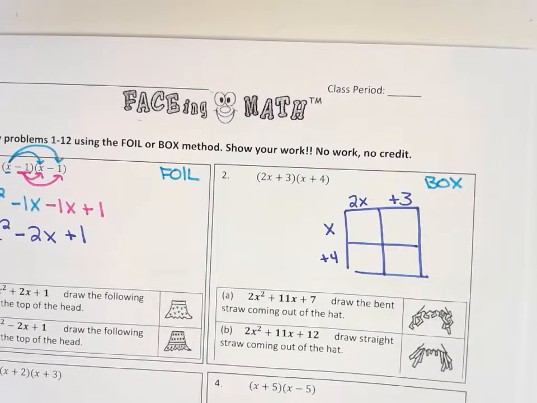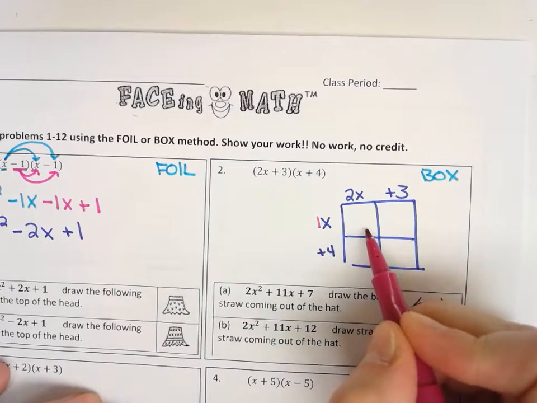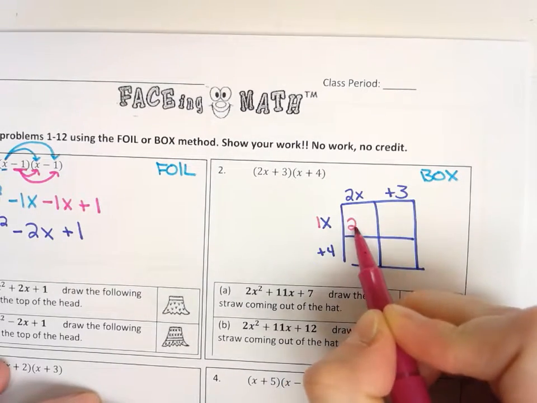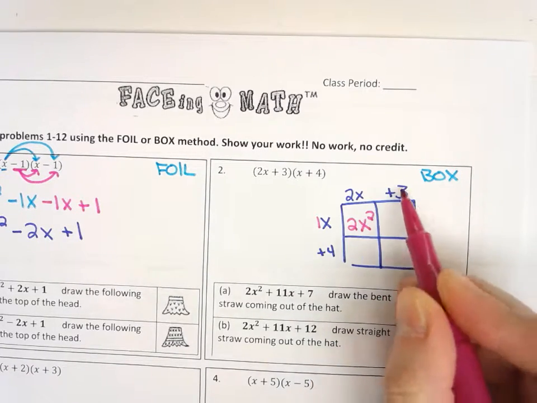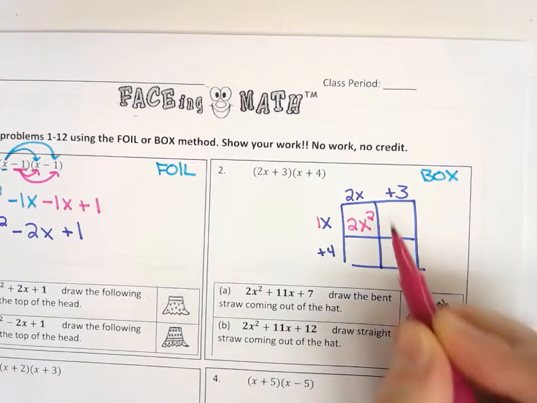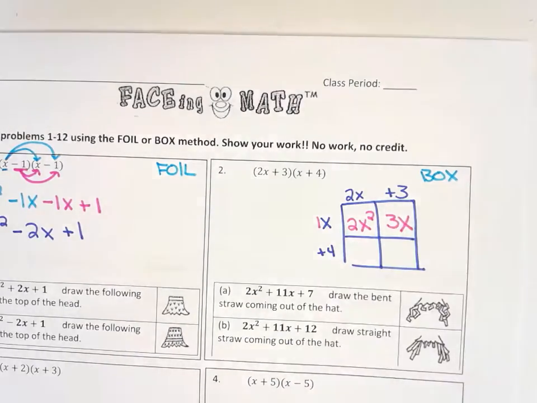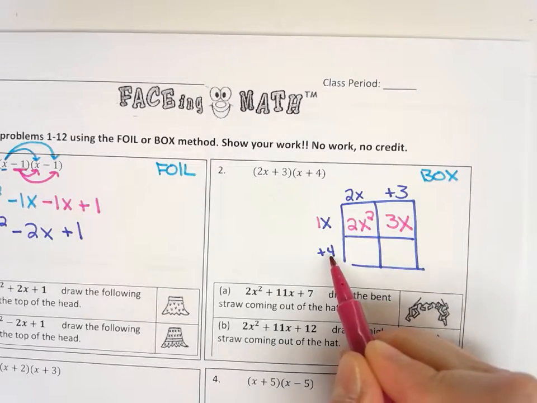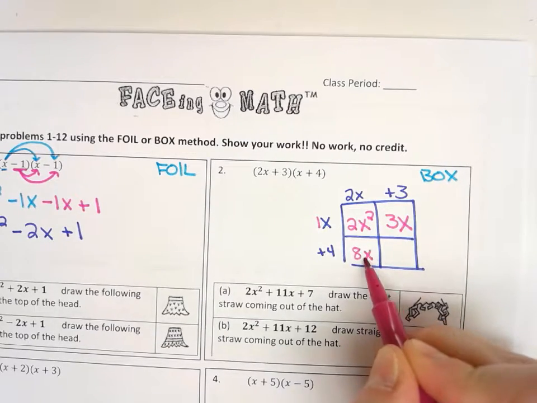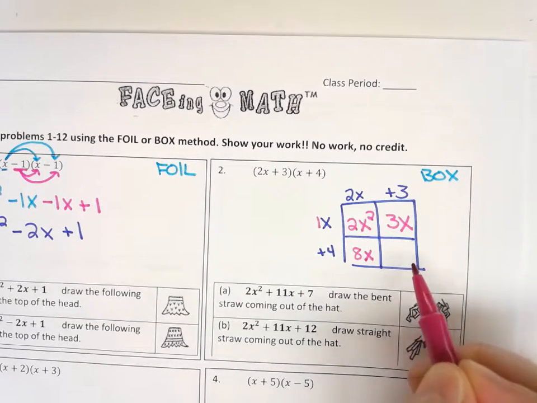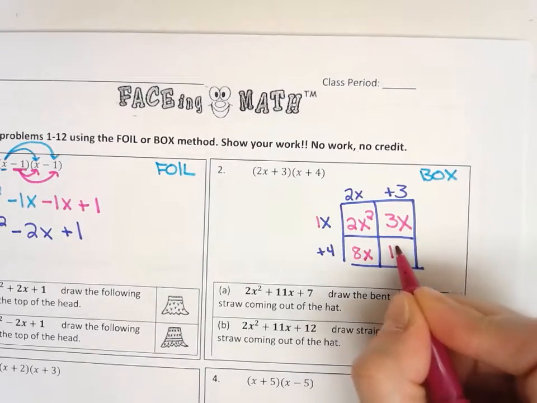Now, inside, what I'm actually multiplying right here is a 1x. So in the first box, 1 times 2 gives me 2, but x times x is where I get the x squared. Then in the next box, I'm doing positive 3 times 1x. 3 times 1 is still 3. That had an x, so we still have an x. In this box, we're doing 4 times 2x. 2 times 4 is 8. That one had an x, so I bring it down. And in the last box, make sure you're multiplying, not adding. We're doing positive 4 times positive 3, which is positive 12.